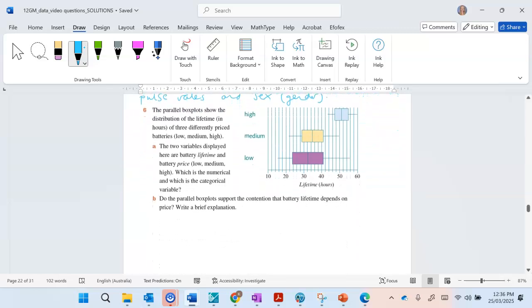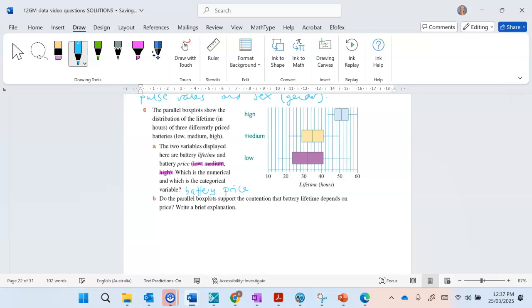All right, question 6. The parallel box plots show the distribution of the lifetime in hours of 3 differently priced batteries. The two variables displayed here are battery lifetime and battery price, which is numerical and which one is categorical. So it is easy to see that battery price, even though we think of price in terms of dollars, here it's measured as low, medium, or high. So that's categorical. Categorical ordinal. So categorical is battery price.